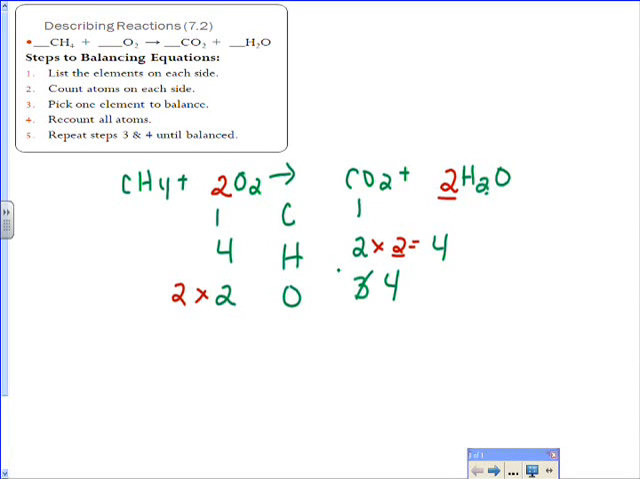So now let's recount our atoms. Carbon on the reactant side stayed 1. Carbon on the products stayed 1. Hydrogen on the reactant stayed 4. Hydrogen on the product stayed 4. Oxygen on the reactant side changed because if I have 2 O2s, that means I have 4. So now this equals 4 oxygen. And then my oxygen on my product side is also 4. So now my equation is balanced.